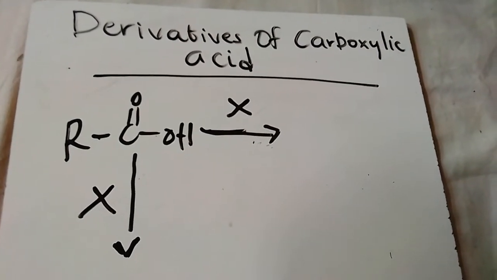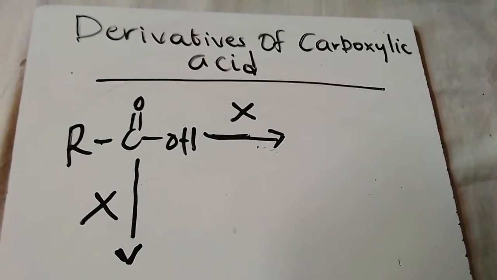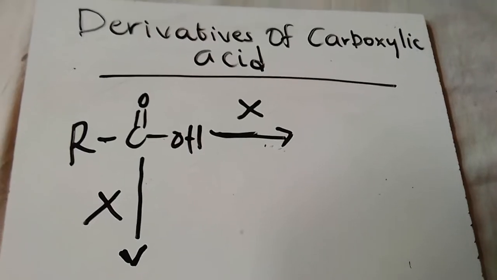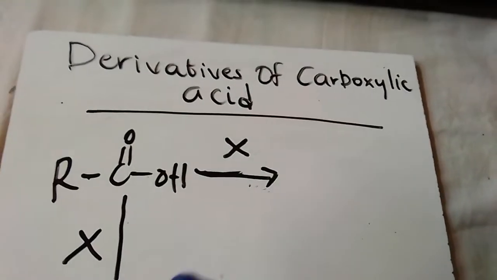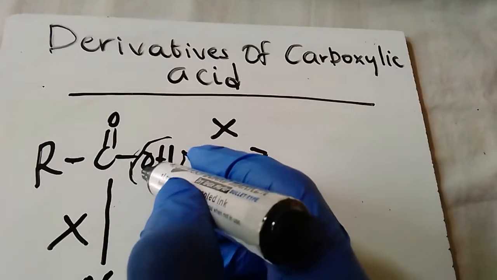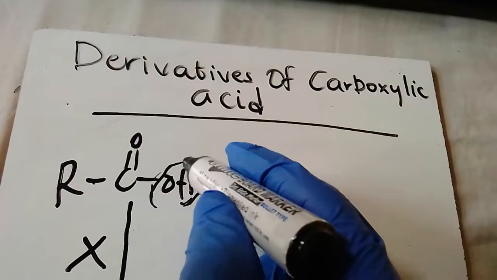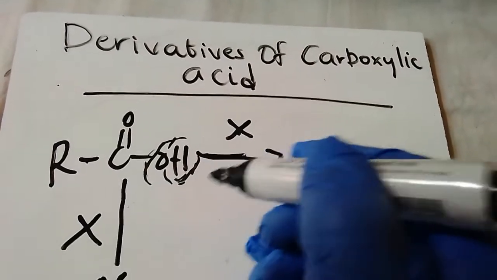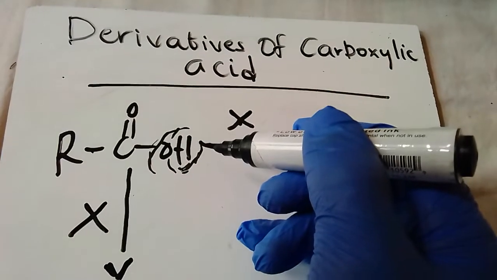So when we say a derivative of a carboxylic acid, we are making reference to the group of organic compounds that are synthesized from carboxylic acid, or any group of organic compounds in which the hydroxyl group of carboxylic acid is replaced by another atom to produce a different compound, or the hydrogen, this hydrogen, is replaced by another atom to produce a different compound. That resulting compound becomes a derivative of carboxylic acid.